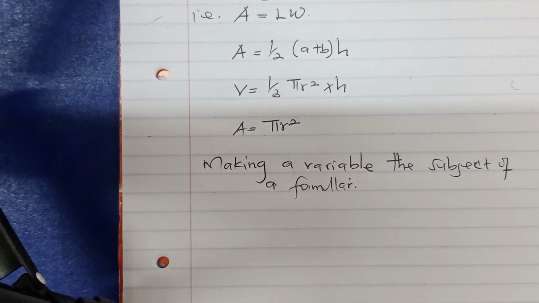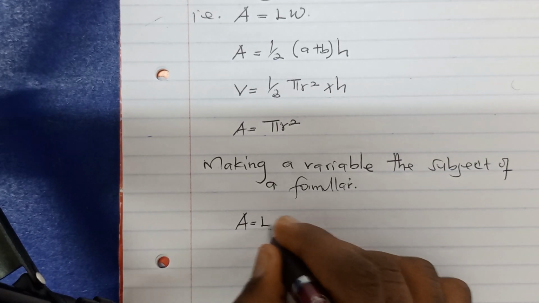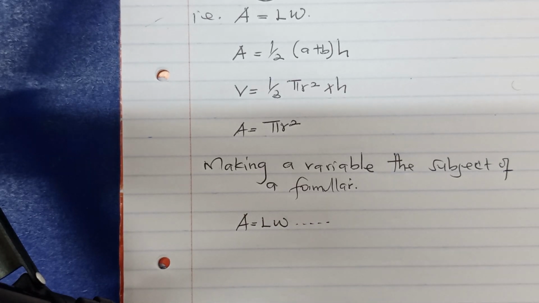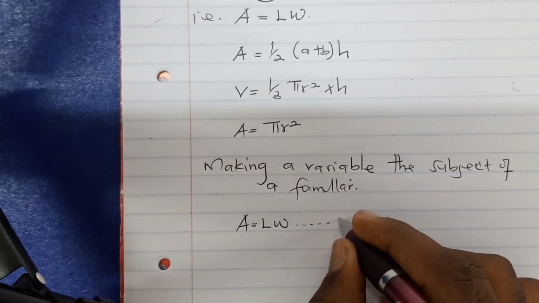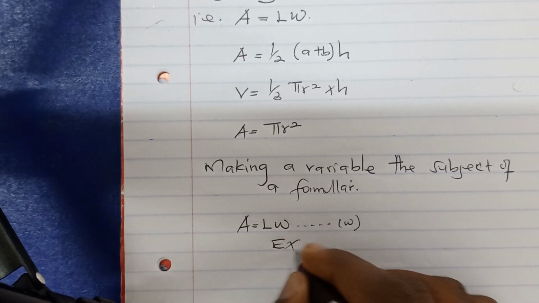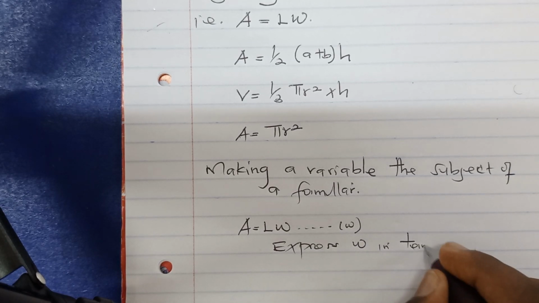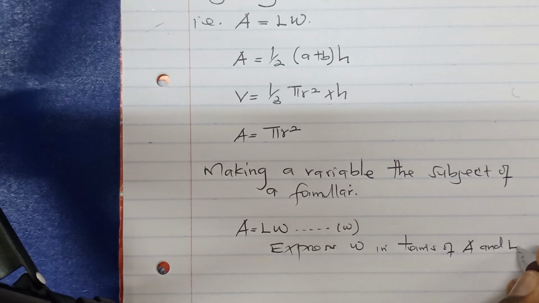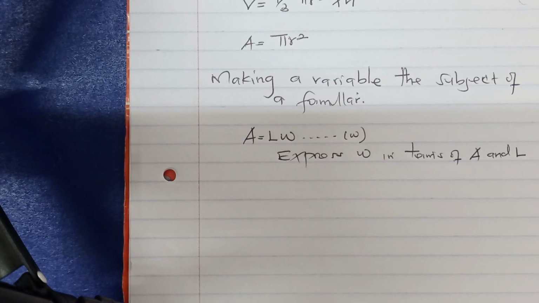For example, let me pick a simple formula such as area equals length times width. This question can be brought in two ways. You can be told to make W the subject of the formula, or you can be told to express W in terms of A and L. It's one and the same thing. It means the same thing.